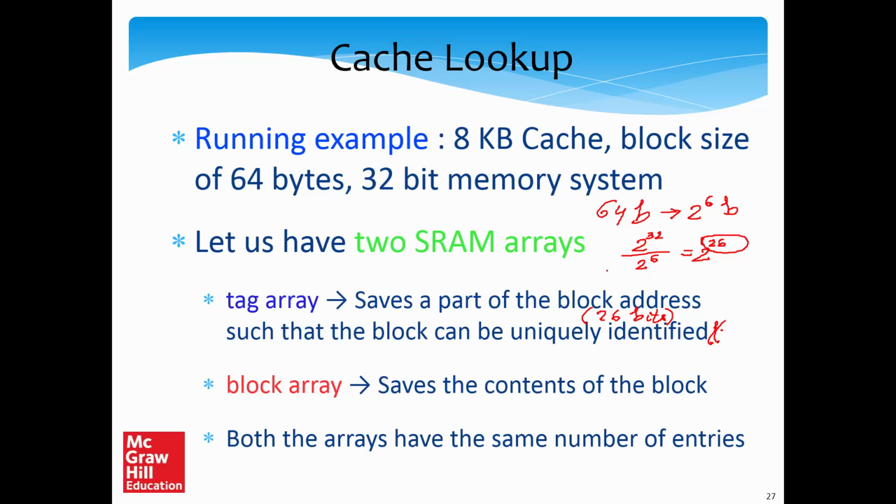Then, along with the tag array, we have a block array, which saves the contents of the block, right? So the contents of the block, how large is it? The contents are 64 bytes. One block we have defined to be 64 bytes. It saves the contents of the block. So both the arrays, the tag array and the block array, need to have the same number of entries. And in fact, they can have a one-to-one correspondence, right? They absolutely need to have the same number of entries.